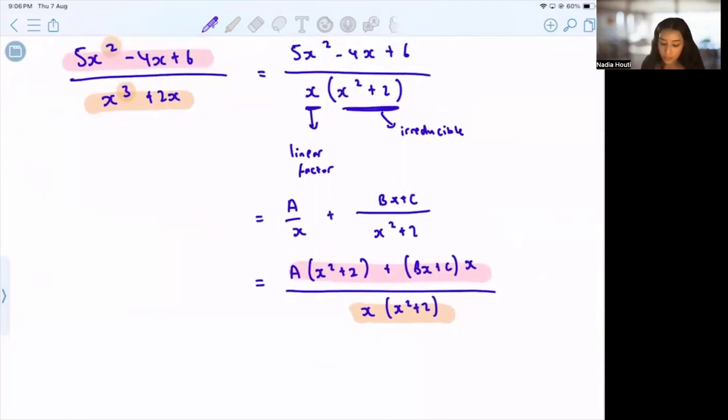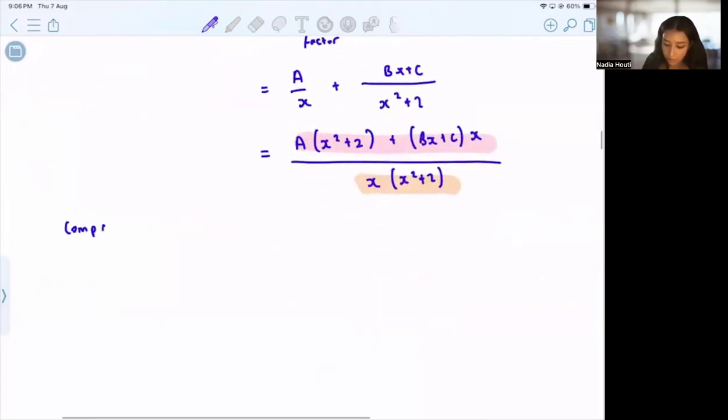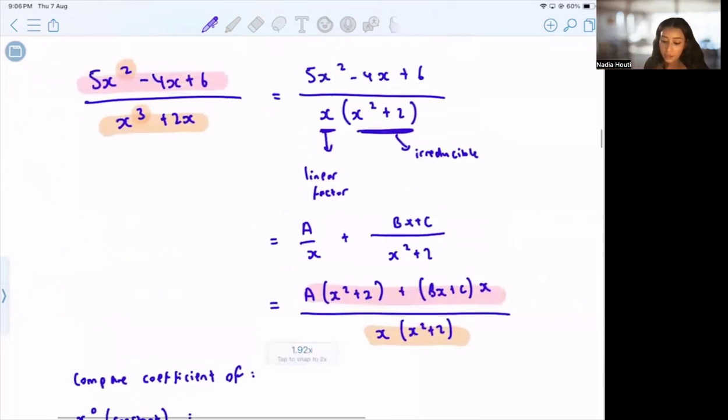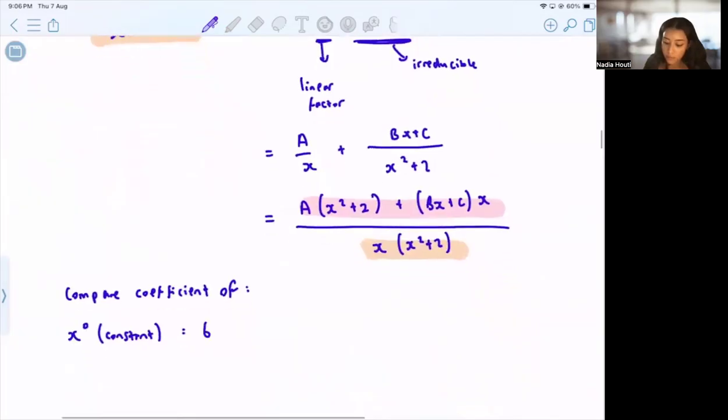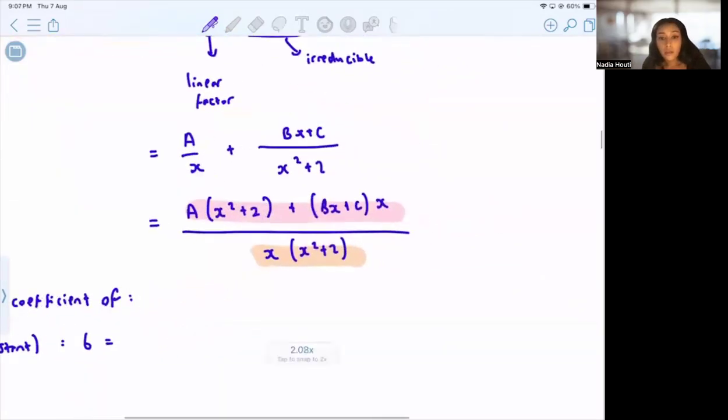The constant term is basically the x to the power of 0 term, because x to the power of 0 is just 1, so there's no x in that term. Let me just write constant as well so there's no confusion. The constant term on the left-hand side is 6, so 6 must be equal to the constant term on the right-hand side.